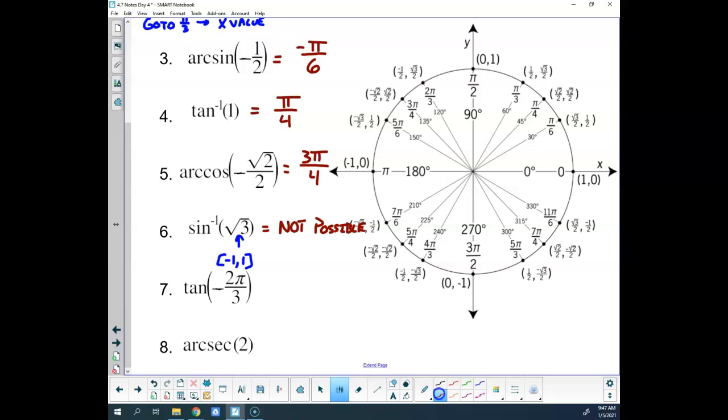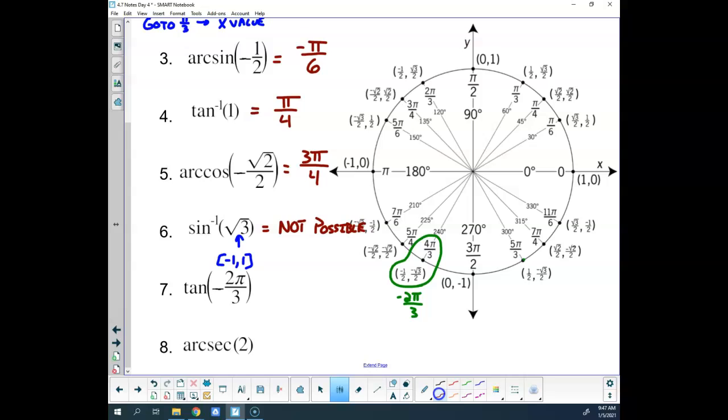Tangent of negative 2 pi over 3. First off, I have to figure out this is not an inverse type of problem, okay? Because I don't have arc in front or the exponent of negative 1. So I first have to go to negative 2 pi over 3. Here's negative pi over 3. Here is negative 2 pi over 3.